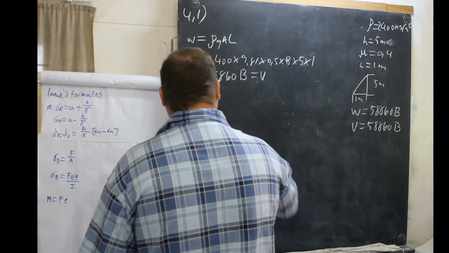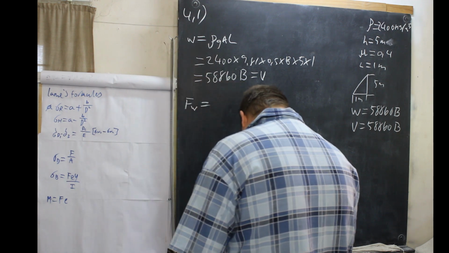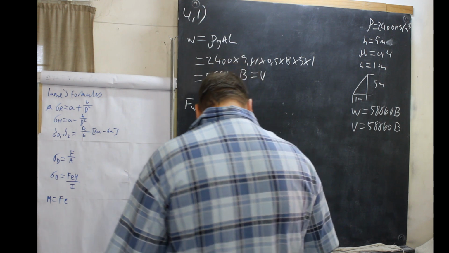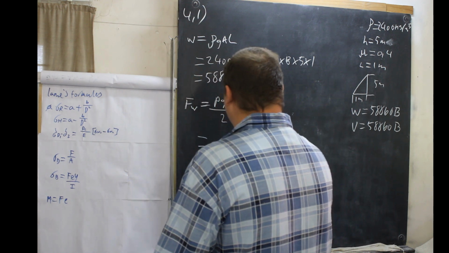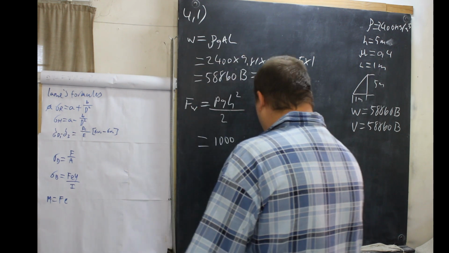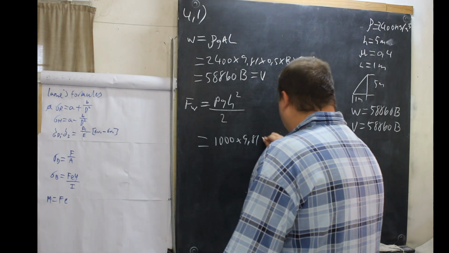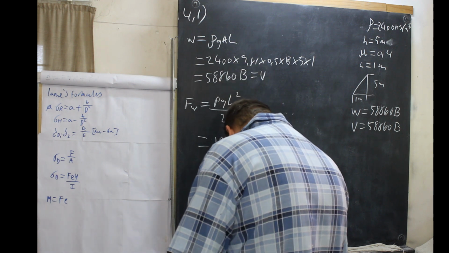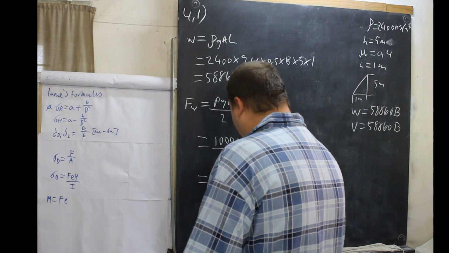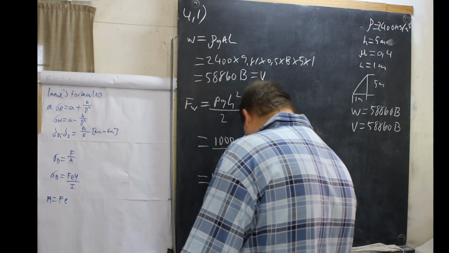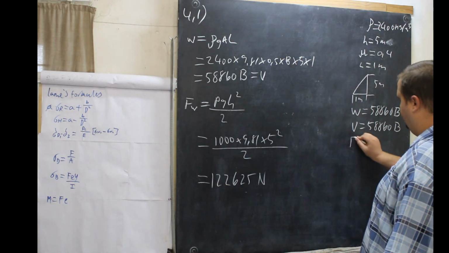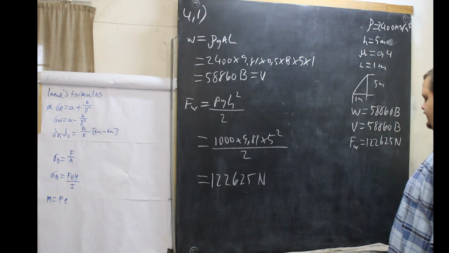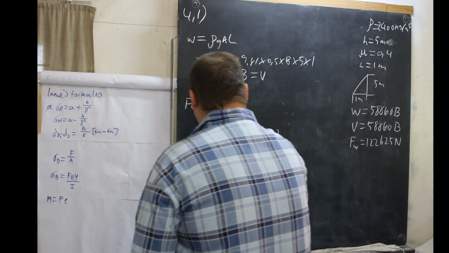Now, the next part is going to work out Fw. So that is rho g h squared over 2. In this case, the density of water is 1,000 times 9.81 times 5 squared over 2. And this gives me 122,625 newtons. So this will be important later. Fw is equal to 122,625 newtons.